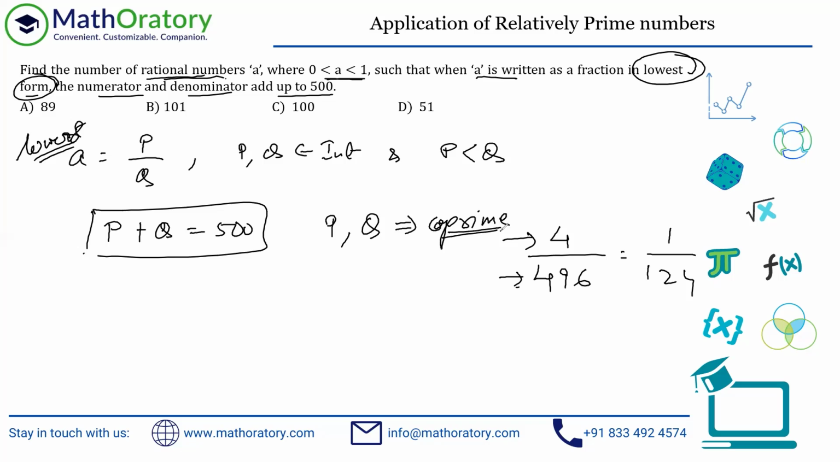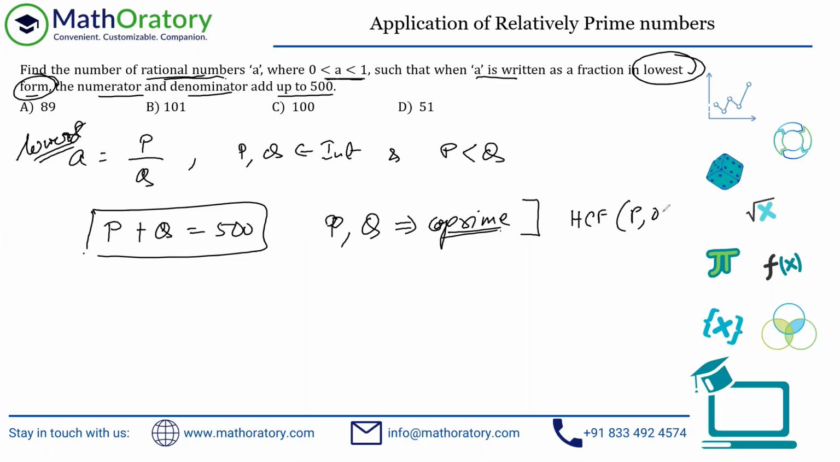So there should not be any common prime factor, or very simply put, let me write that as well. The definition of this: when two numbers are co-prime to each other, the understanding is the HCF of P and Q should be 1. I hope everybody is aware of HCF. So there should not be any common prime factor between these two numbers, this numerator and denominator. So this is what we are looking for, right?